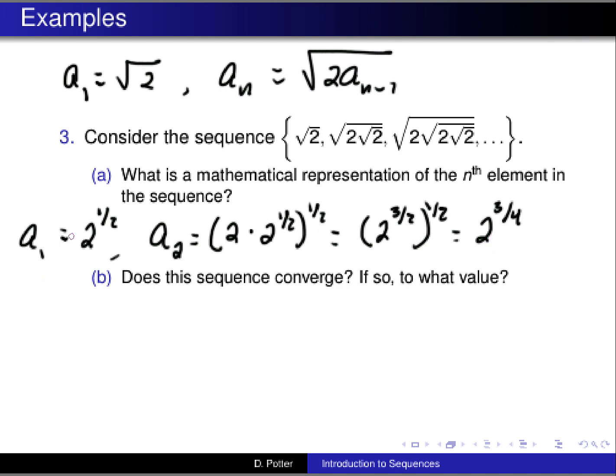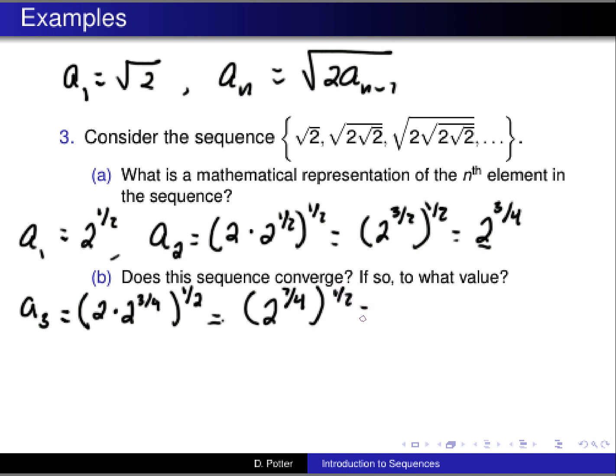Okay, that's interesting. Notice it's not recursively defined back to a sub 1 anymore. In fact, I've got it straight related to a power of 2. Let's try a sub 3 and see if this pattern continues and see if we can discover what the pattern is. A sub 3 would be 2 times the previous one, which now we know is 2 to the 3 fourths, raised to the 1 half, which would be, what is that? 3 fourths plus 1 is 2 to the 7 fourths, and that's raised to the 1 half power, which is 2 to the 7 eighths.